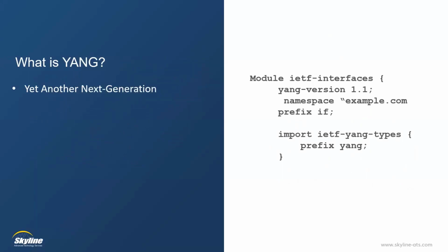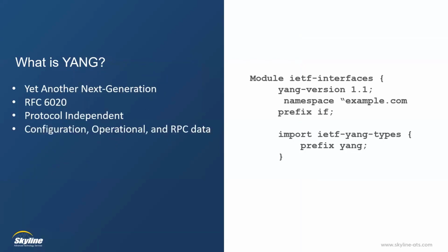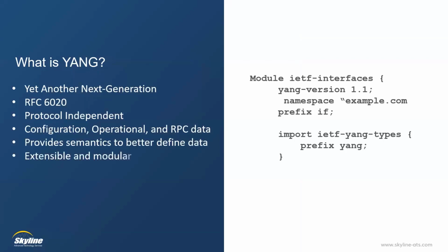I mentioned YANG. What is YANG? Well, YANG is what's known as Yet Another Next Generation. It is described in RFC 6020. It is protocol independent, so you can use it with NETCONF, with RESTCONF, and with gRPC. It describes configuration, operational, and RPC data. It provides semantics to better define the data, and it's extensible and modular.